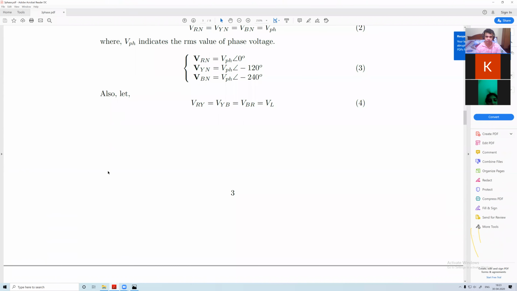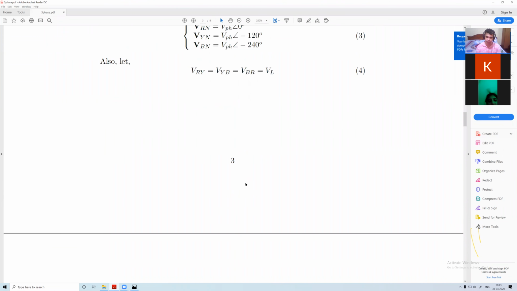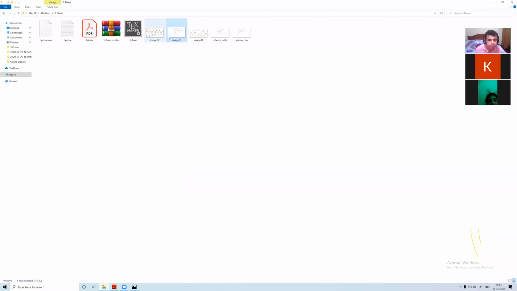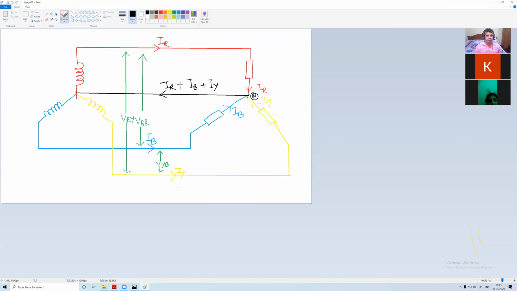But what is the relationship between V phase and VL that we are trying to derive? Now see here, just one second. Let us open it again. This VRY can be written as two phase voltages. How? Using vector addition.